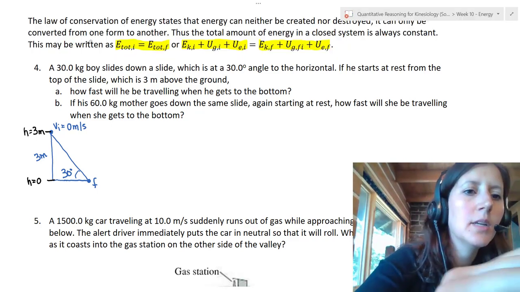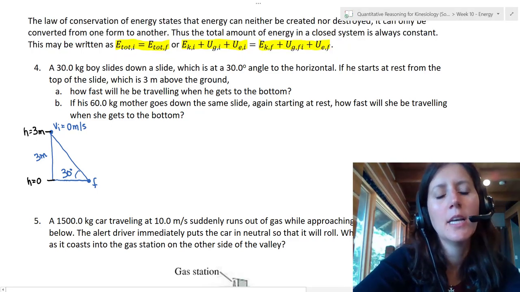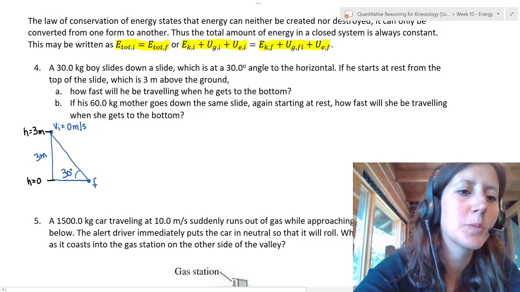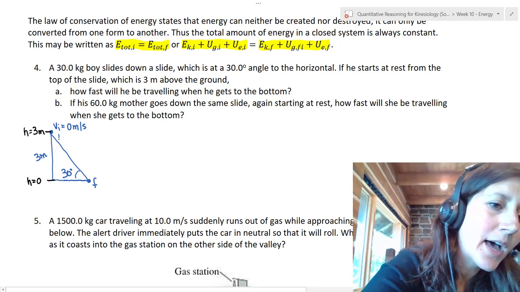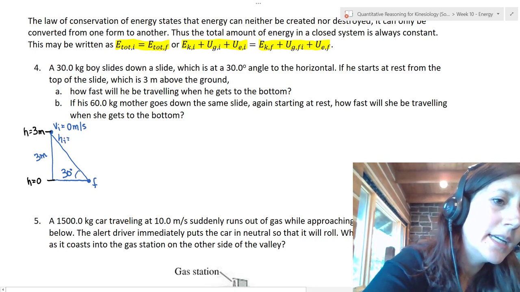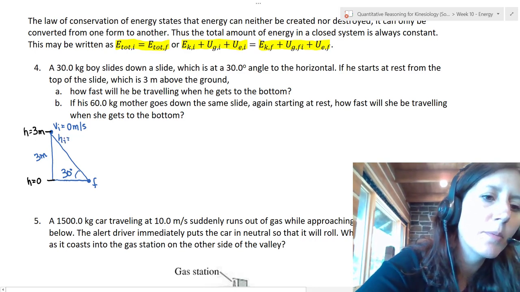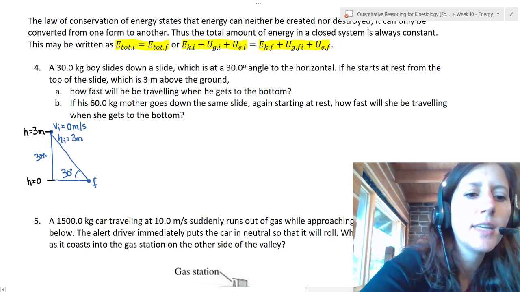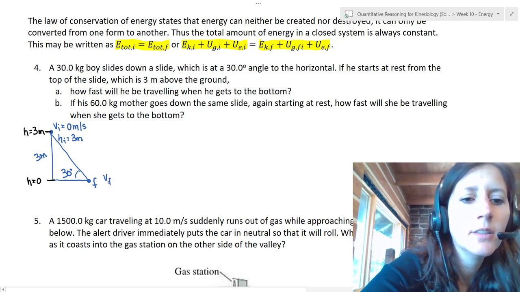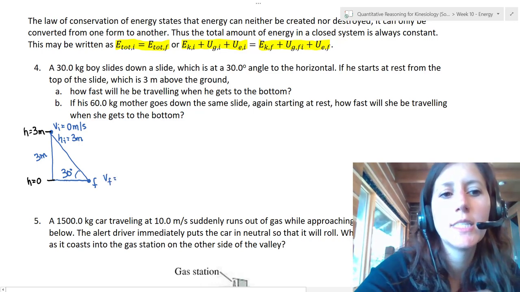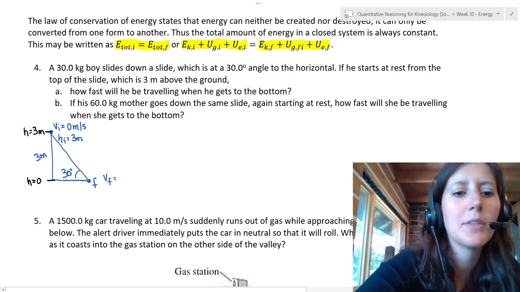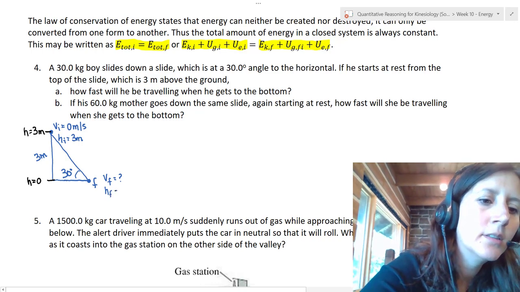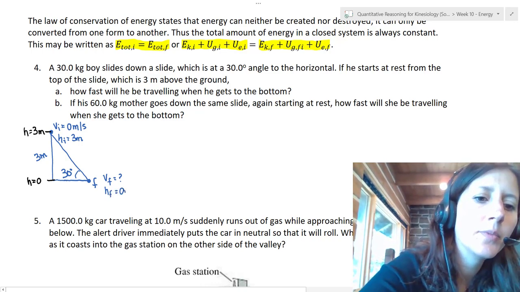Okay. So now that we know where our reference position is, I'm going to state all the values that I know. We already said the V initial is 0 meters per second. Then that means that the height initial, the height when he's at his initial position, which is at the top of the slide, is 3 meters. What about at the end? The V final, that's what we're looking for. The question says, how fast will he be traveling when he gets to the bottom? So this is my question mark. And my H final is 0 because he's at the bottom.